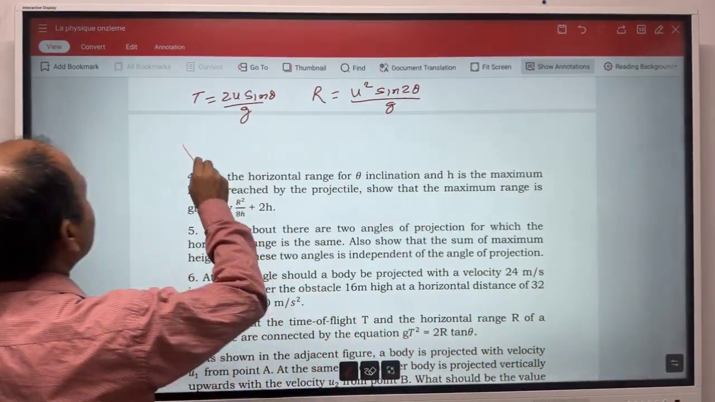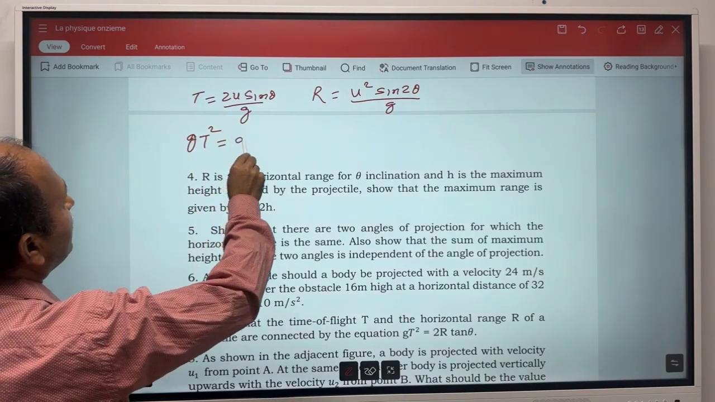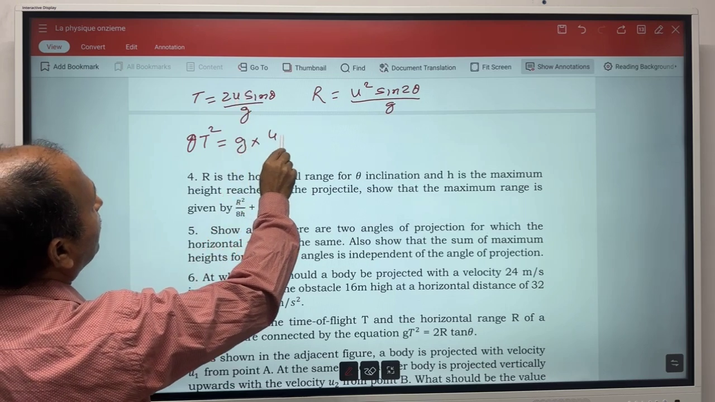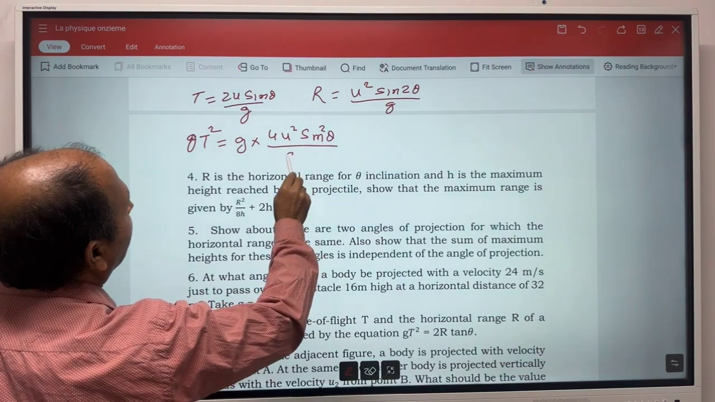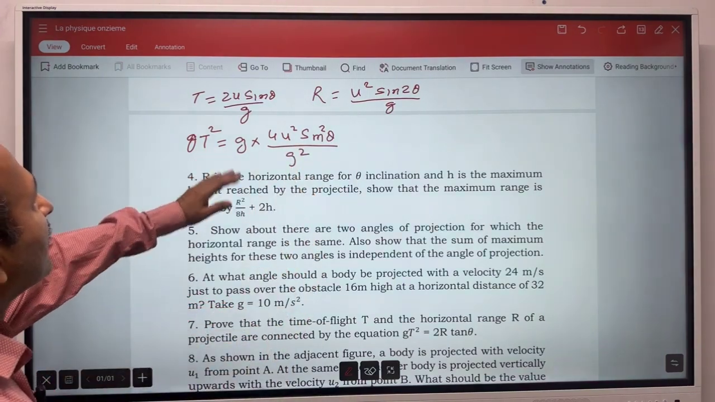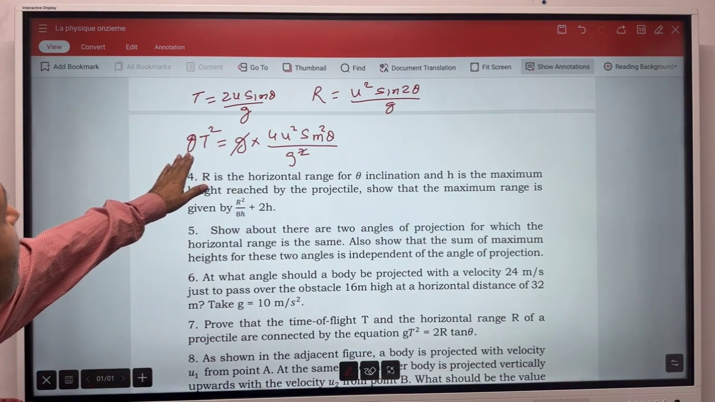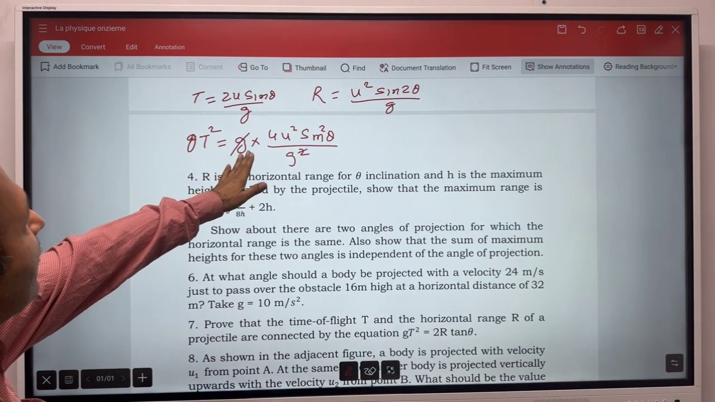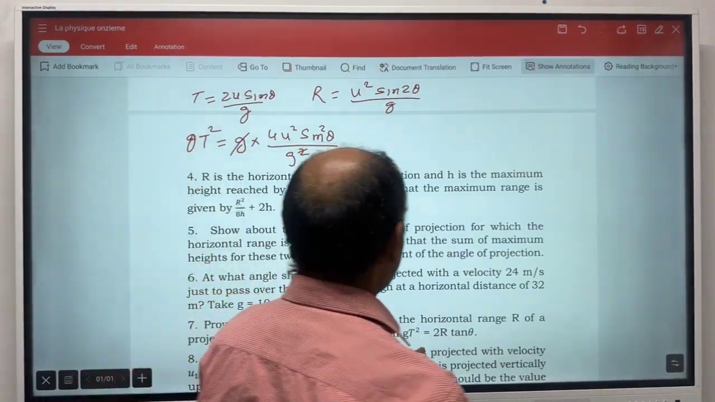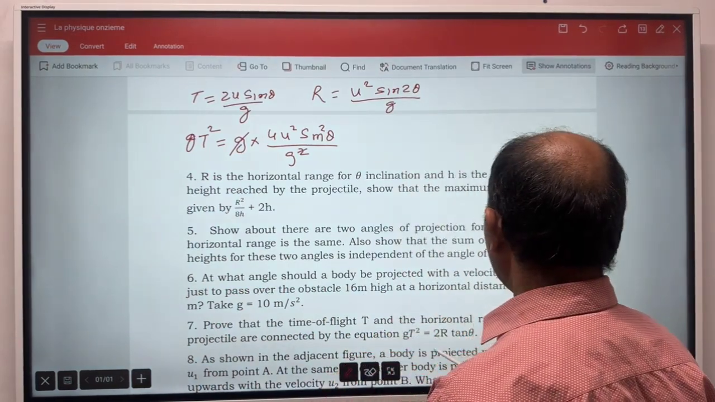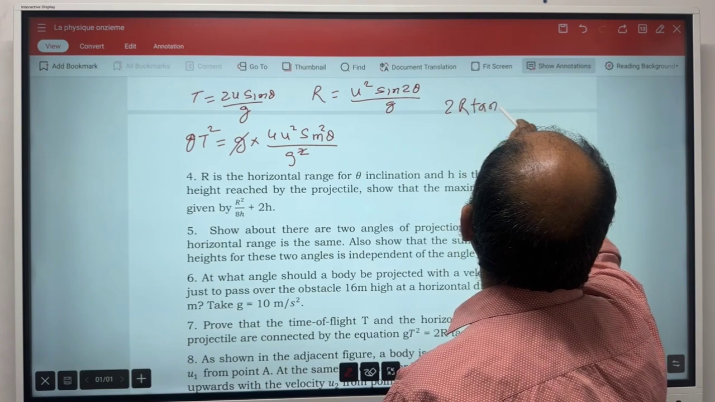So let's write g times t square. That means 4u square sine square theta divided by g square. So what you have got, one g gets cancelled. Now g t square we have got as 4u square sine square theta upon g, and they are saying that the same result you will obtain when you evaluate 2r tan theta. Let's see 2r tan theta.